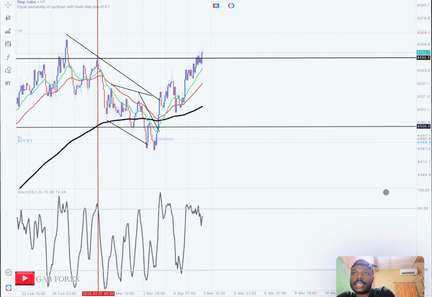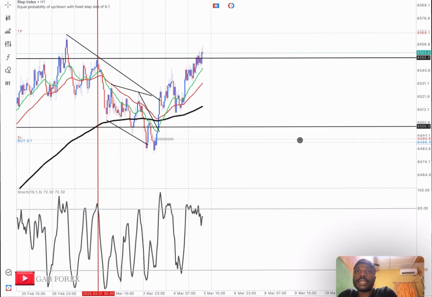Let's go to my chart. So as you can see, this is my chart, right? And I'm currently in a trade that I'll be breaking down for you, and I'll show you how I was able to enter this trade using the gap cable strategy.